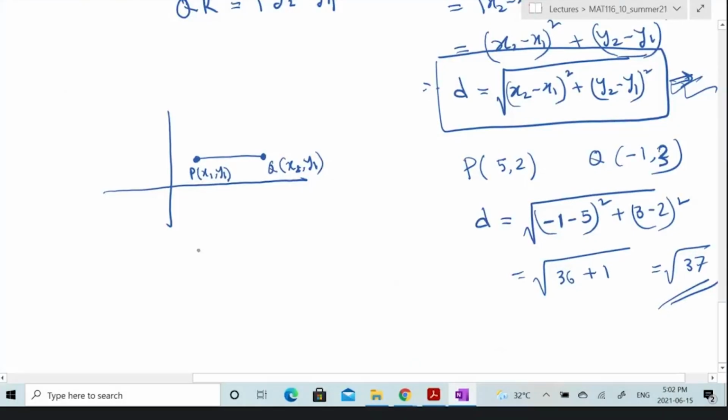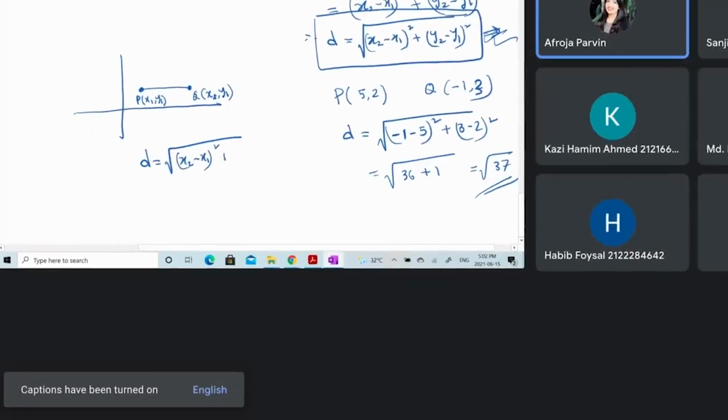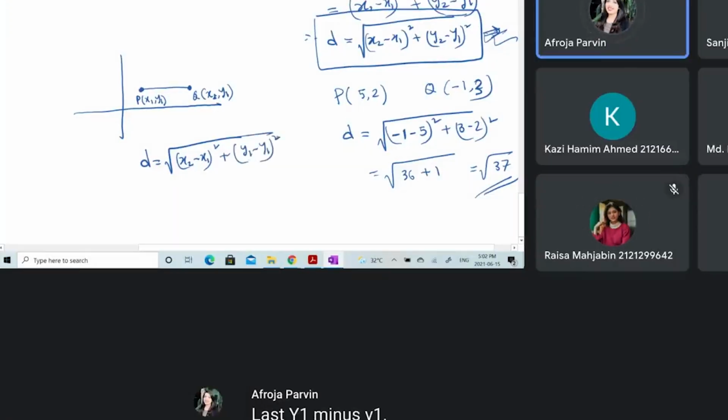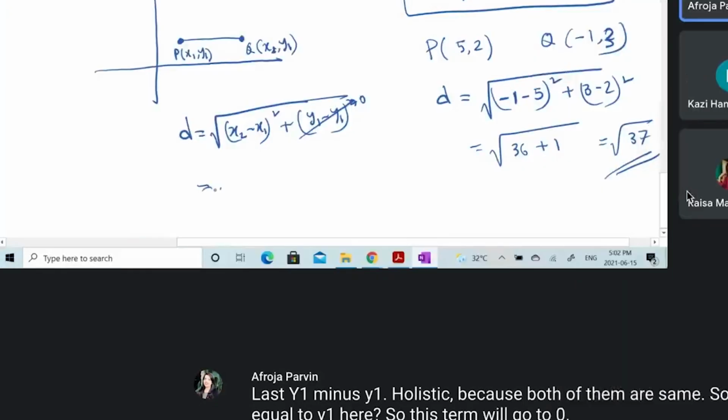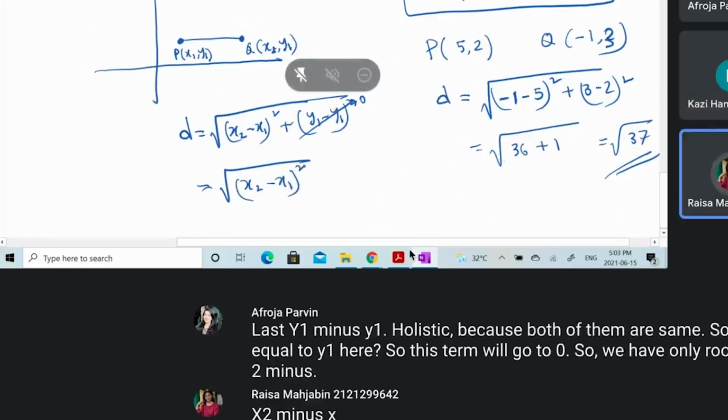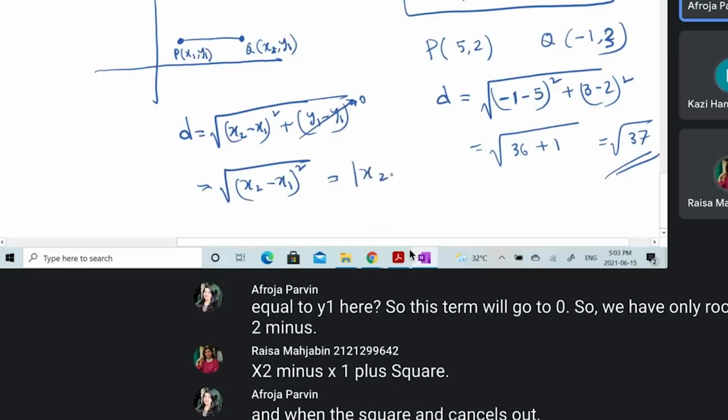So if I use that formula, I'm going to have x2 minus x1 whole square plus y1 minus y1 whole square, because both of them are the same. So y2 equals y1 here, and this term will go to 0. So we have only root over x2 minus x1 whole square. And when the square and root cancel out, we have x2 minus x1.